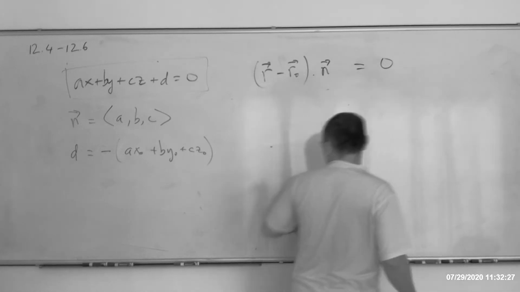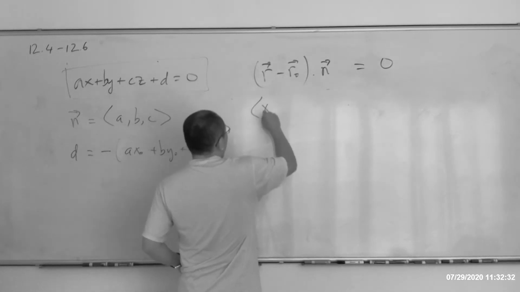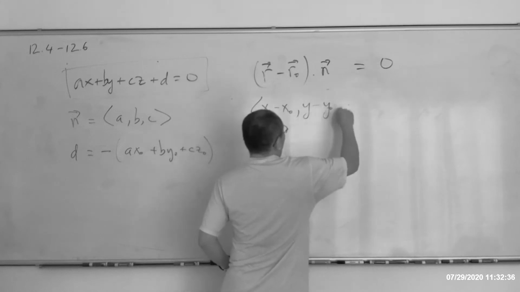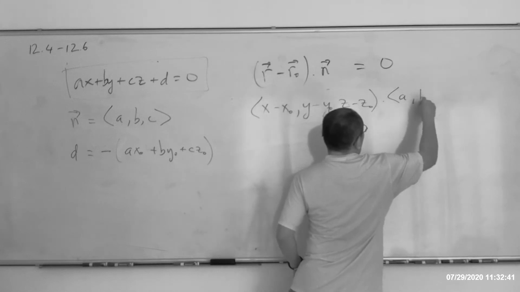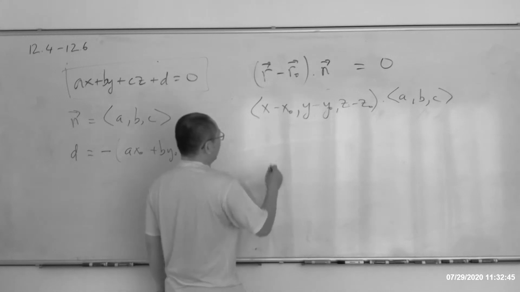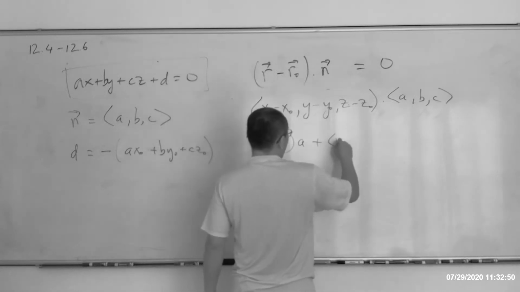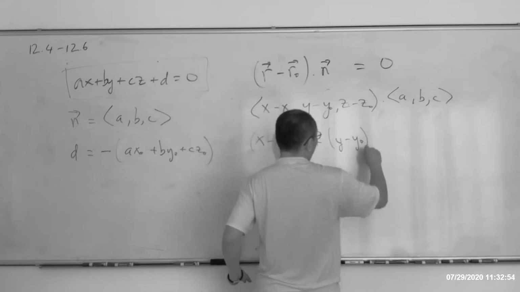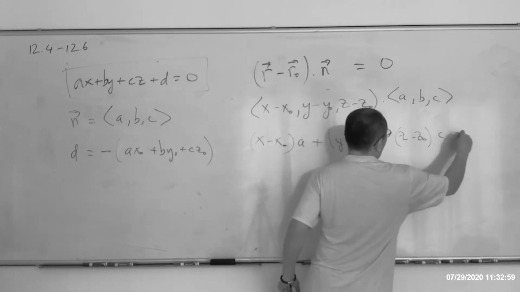I think they will give you this too. R minus R naught is going to be what? X minus X naught, comma Y minus Y naught, comma Z minus Z naught, and then everything gonna dot A, B, C. Okay? So you dot the two vectors, it's X minus X naught times A plus Y minus Y naught times B plus Z minus Z naught times C equal to 0.